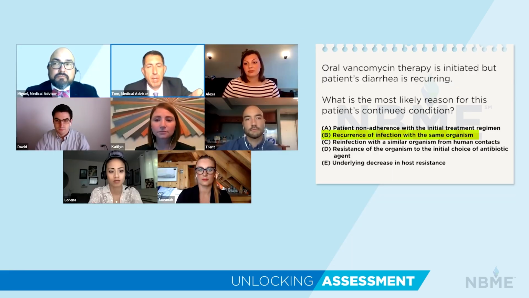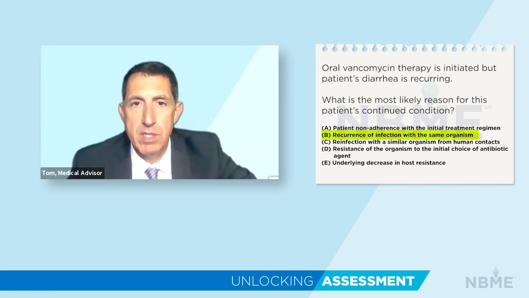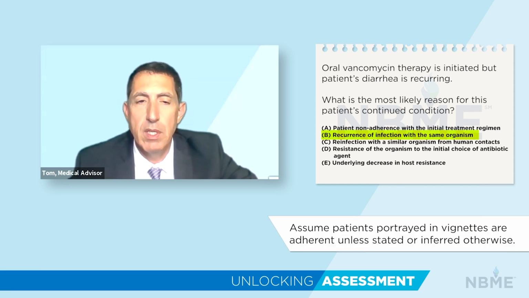To me, this looks like a patient who underwent some treatment and the issue completely resolved, right? So the item says the diarrhea resolved and then it recurred. When I take these tests and look at these questions, is it fair to assume that patients that are represented in these questions are adherent and compliant unless said otherwise? That's always something I have assumed.